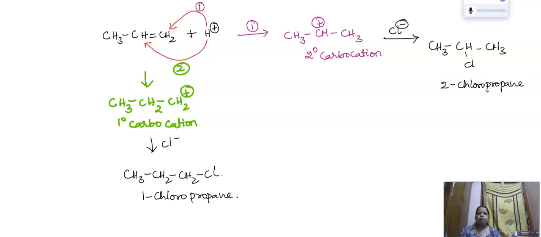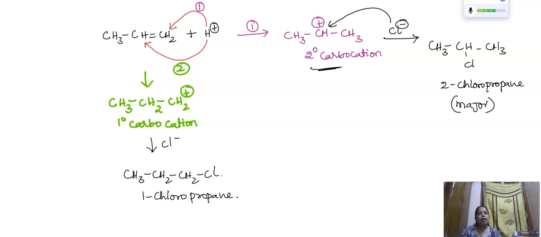Now, according to Markovnikov's rule, we said that the negative part of the addendum should go to the carbon containing the lesser number of hydrogens. So, in the secondary carbocation, the chloro group is attacking the carbon containing the lesser number of hydrogens. Hence, 2-chloropropane becomes the major product.